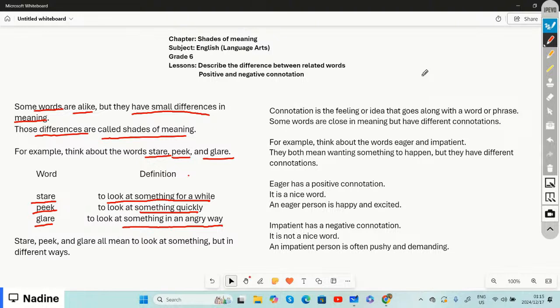Some words have a negative connotation, meaning that the word means something more negatively. And then you have words with a positive connotation, meaning that these words have more of a positive connotation. A positive connotation means that it is a nice word. The meaning of this word is actually very nice, like cute. And a negative connotation means it is a not so nice word.